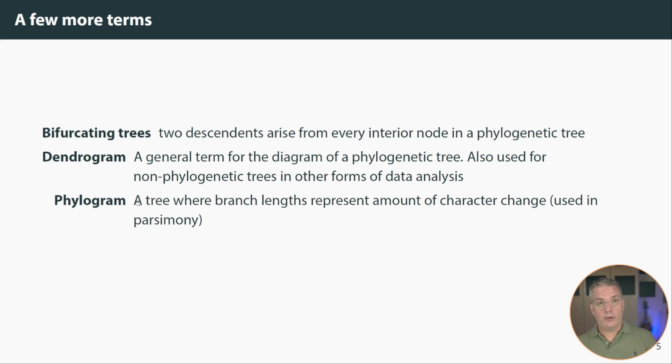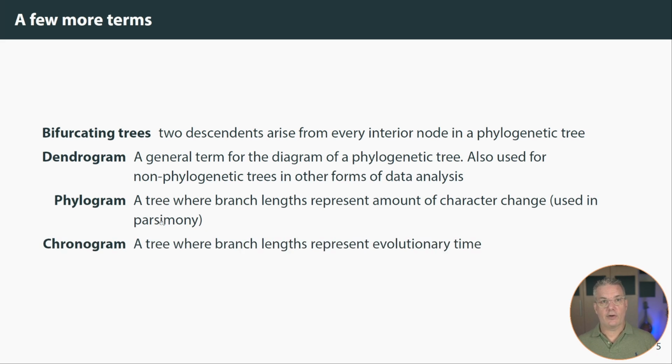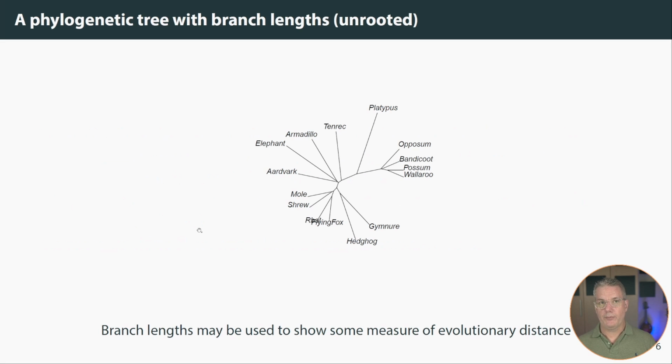When we start to work with phylogenetic trees, there are many different types, and some of the different names represent this. I only have two on this slide, but they represent different meanings for the branch lengths. In the case of a phylogram, the branch lengths represent the amount of character change. In the case of a chronogram, the branch lengths represent some aspect of evolutionary time. There are other types as well, but those are just starting terms that might be useful.